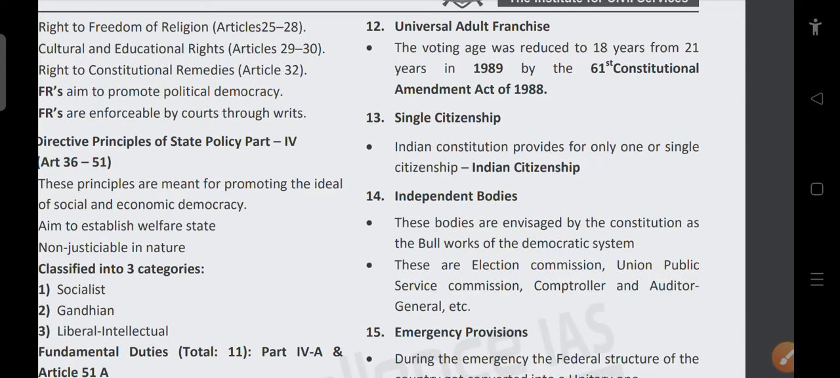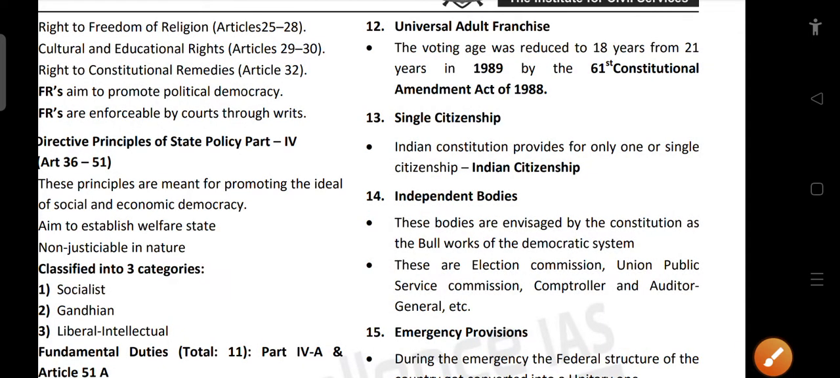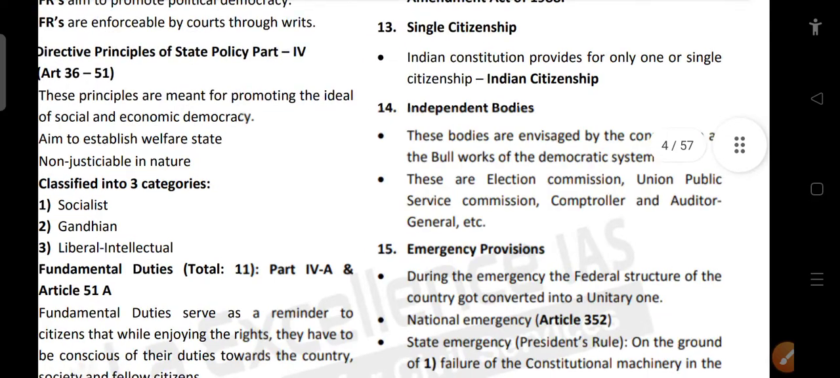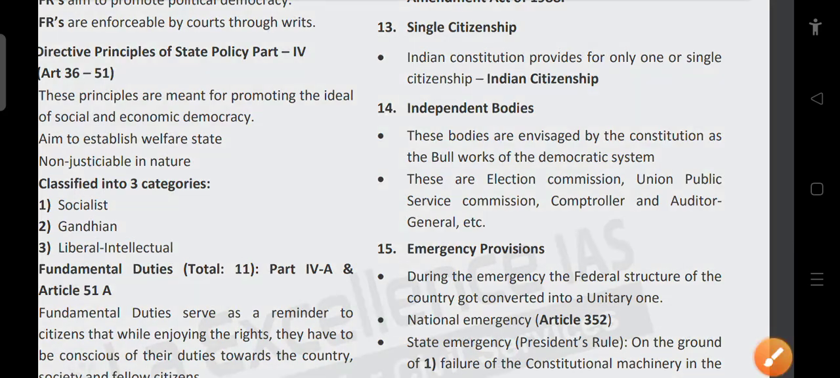And the next feature is that we have single citizenship. The Indian Constitution provides for only one, single citizenship, which is called Indian citizenship. And the next one is independent bodies. These bodies are envisaged by the Constitution as a bulwark of democracy. We have many independent bodies like the Election Commission, UPSC, CAG. They are the bulwark of democracy.